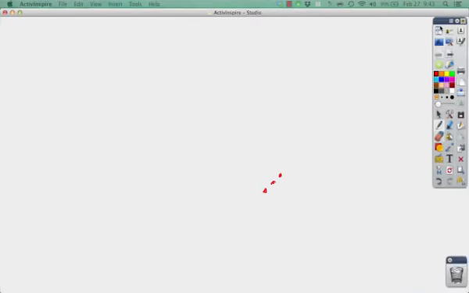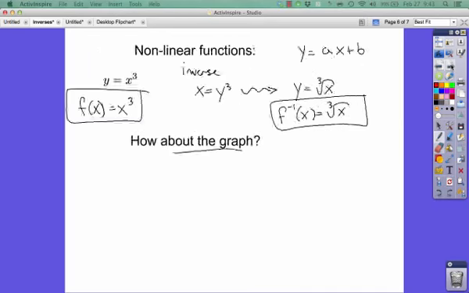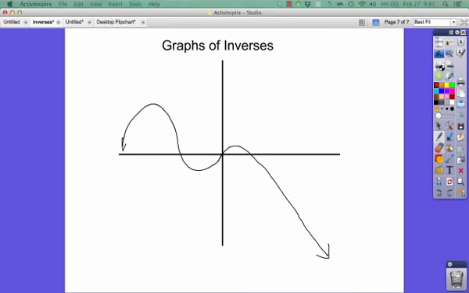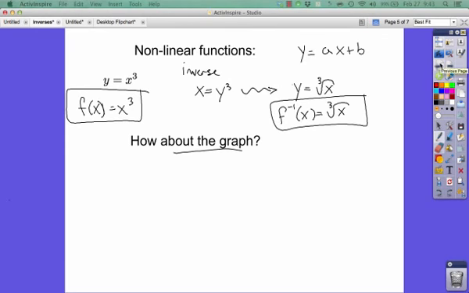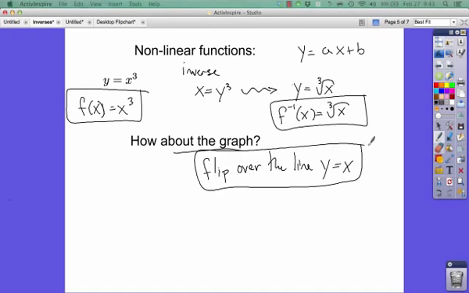When we're talking about a graph, basically what we're doing, the graph is going to flip over the line y equals x. So we're going to flip it over, right? Flip over the line y equals x.